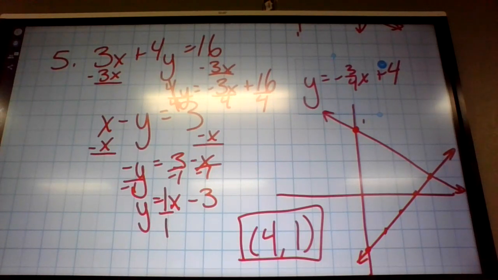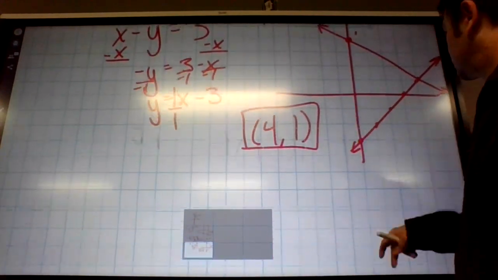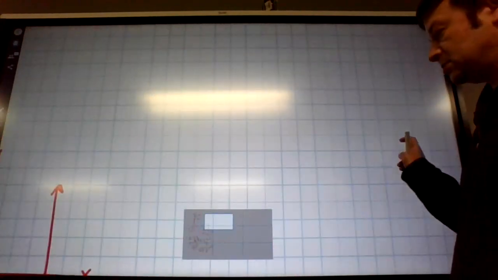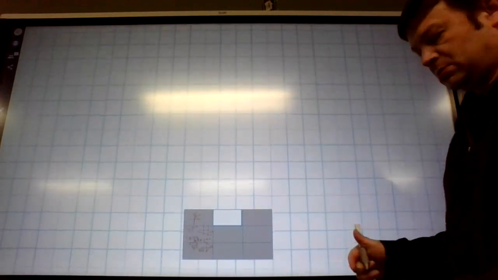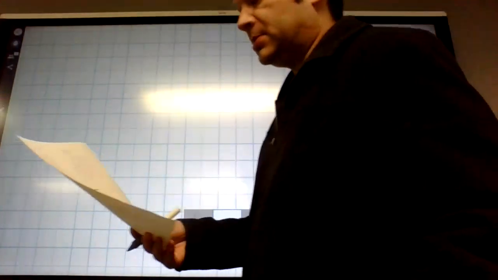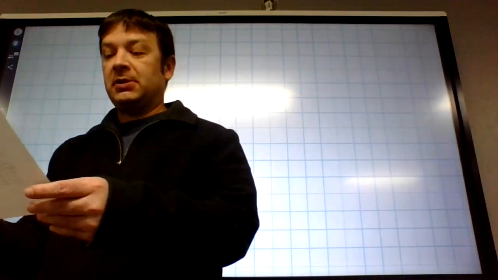What if the lines are parallel? Okay, what if the lines are parallel? Which should happen on one of these. No solution. If they don't cross at all, there's no common solution. Alright. Okay, 7, we're supposed to use substitution. And then 13, we're supposed to use elimination.